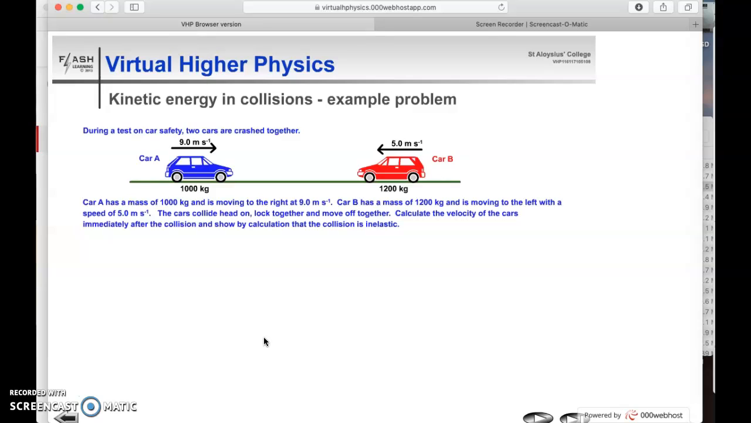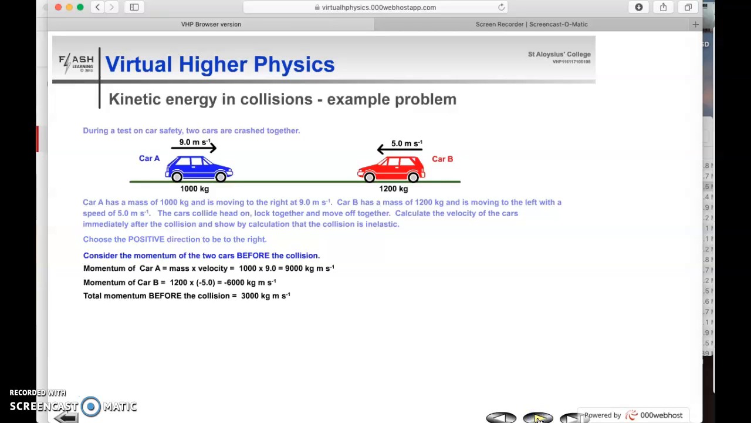We use the conservation of momentum to work out all the velocities. Then once we've got all the velocities, we can look at the kinetic energies involved and see, is it the same before and after? Is it elastic or inelastic? Now it has actually told us here it's inelastic, but we've got to show by calculation, which means we've got to calculate kinetic energy before and after. So just like the standard momentum calculations that you've been doing, make clear your direction.